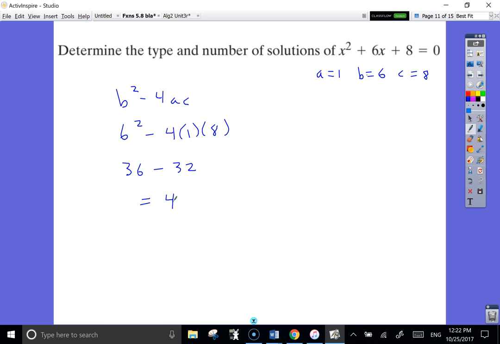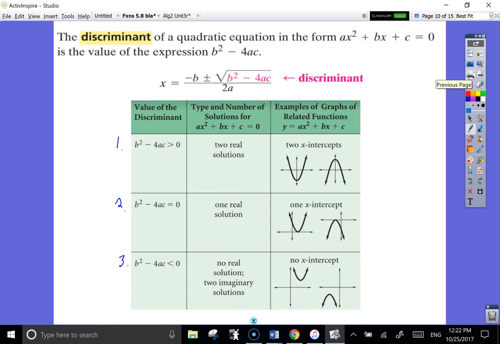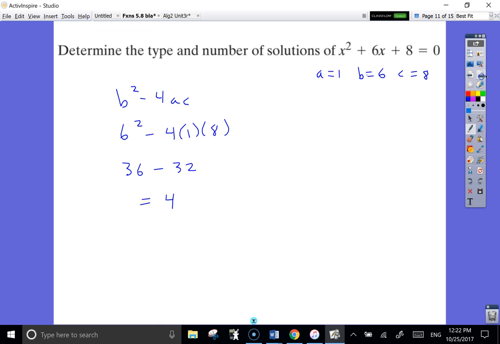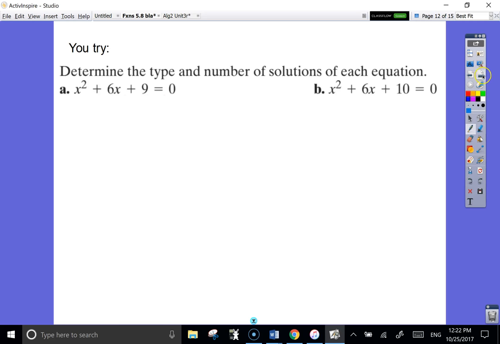So, how many and what type of solutions? Right, if you go back to the table, if it's greater than 0, 2 real solutions, and that one was greater than 0. 2 real. Okay, try this one. Do those 2. Those are your U tries.